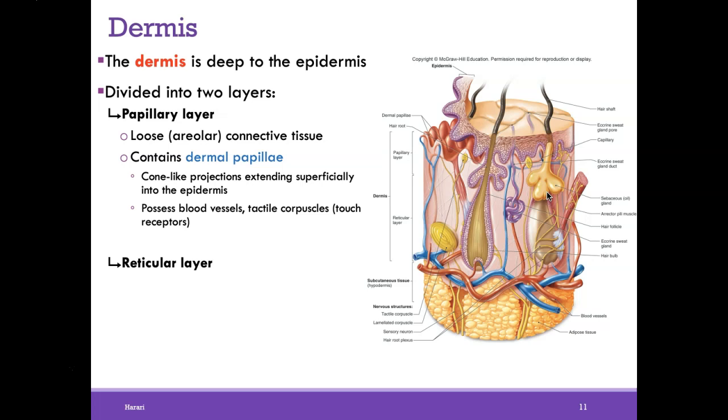Then we have the reticular layer. And the reticular layer of the dermis is deeper and much thicker. And it consists of dense, irregular connective tissue. Right? Dense, irregular. So it's deeper and thicker than the papillary. And again, what makes it irregular is that you have irregularly shaped bundles of collagen. Right? It's very rich in collagen. So it's a lot more tough.